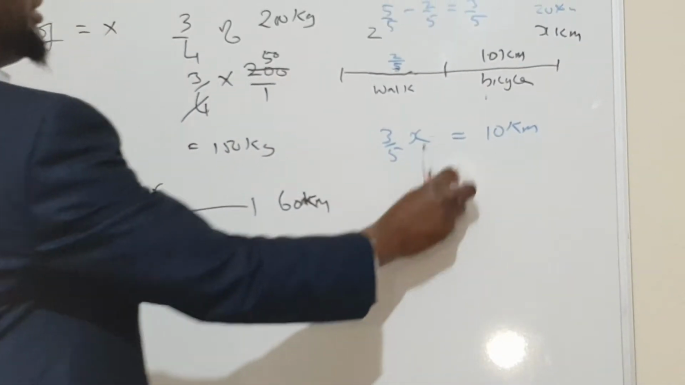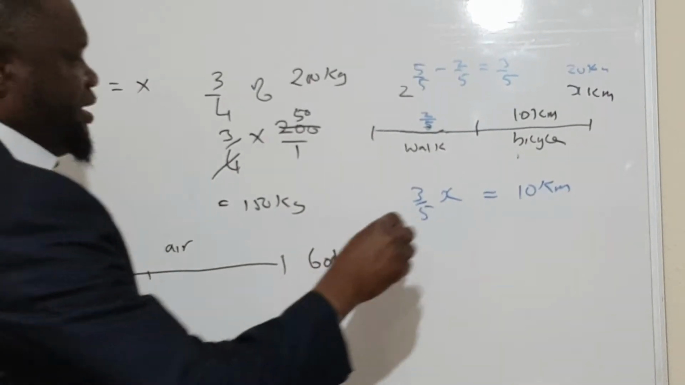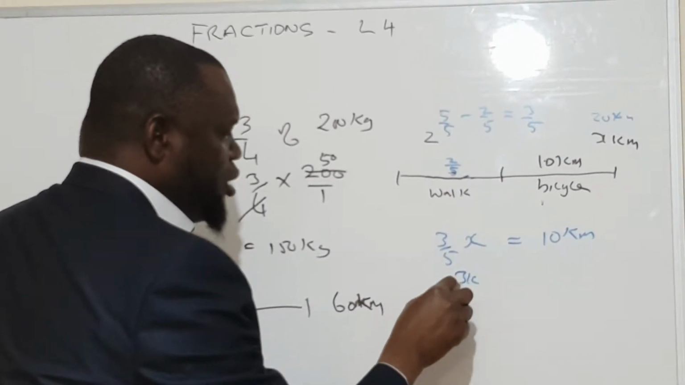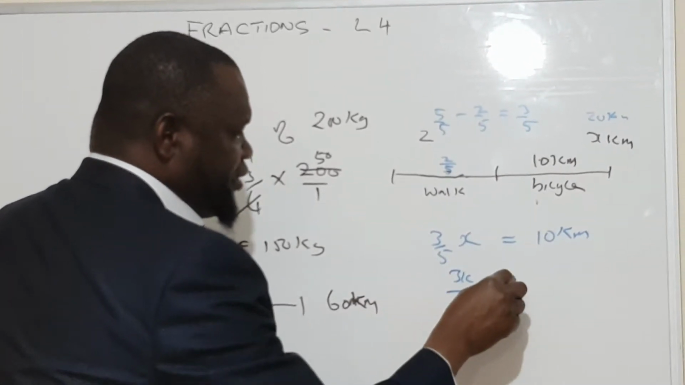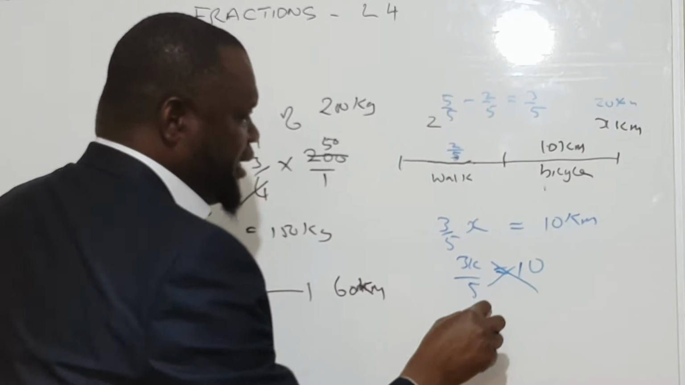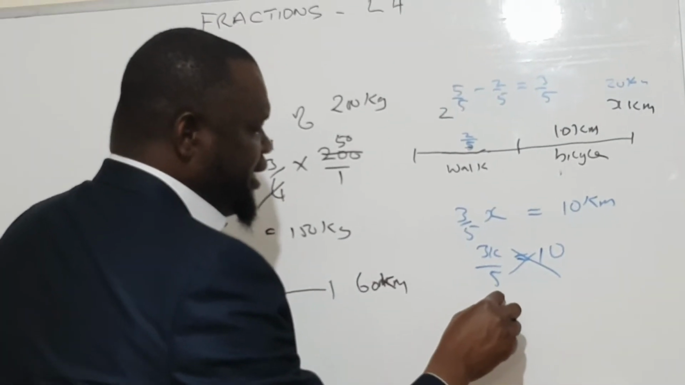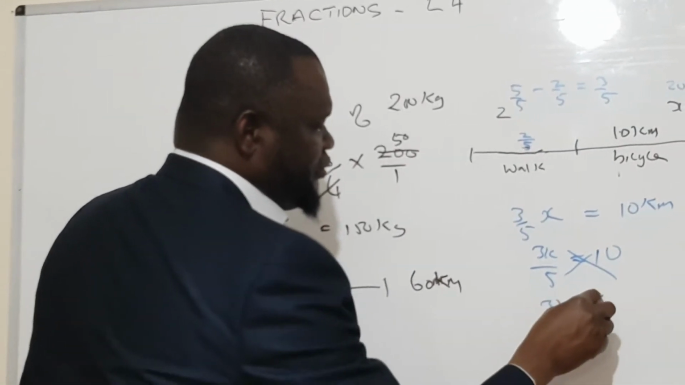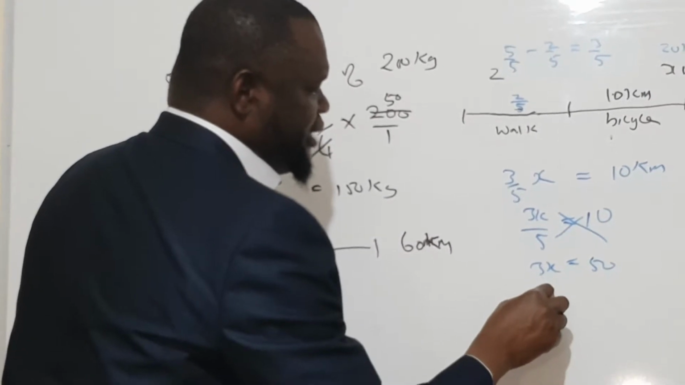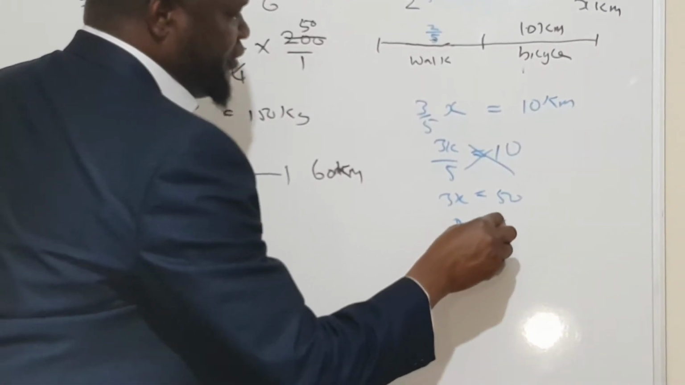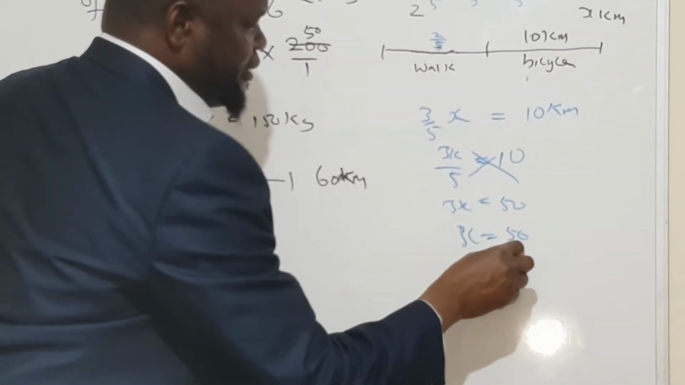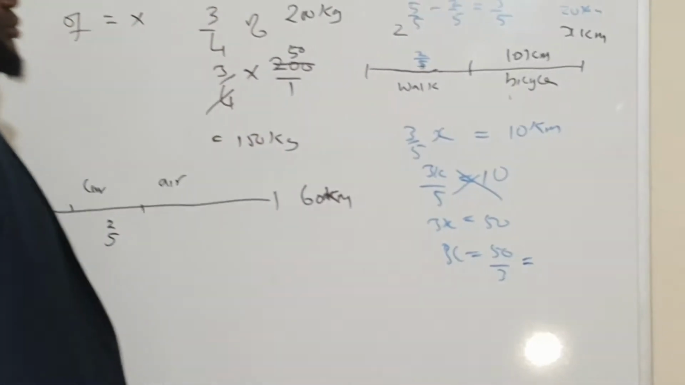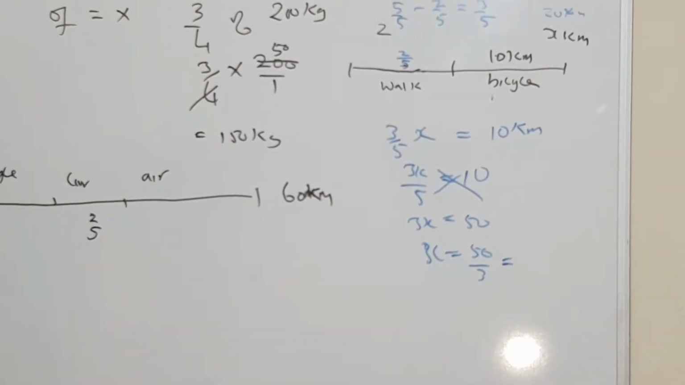This is not algebra. We don't need algebra now. But I just tell you what you are supposed to do. So mathematically, this means 3x/5 is equal to 10. When you cross multiply, you're going to get 3x is equal to 50, and x is equal to 50 divided by 3, okay? So x is equal to that, in this case.